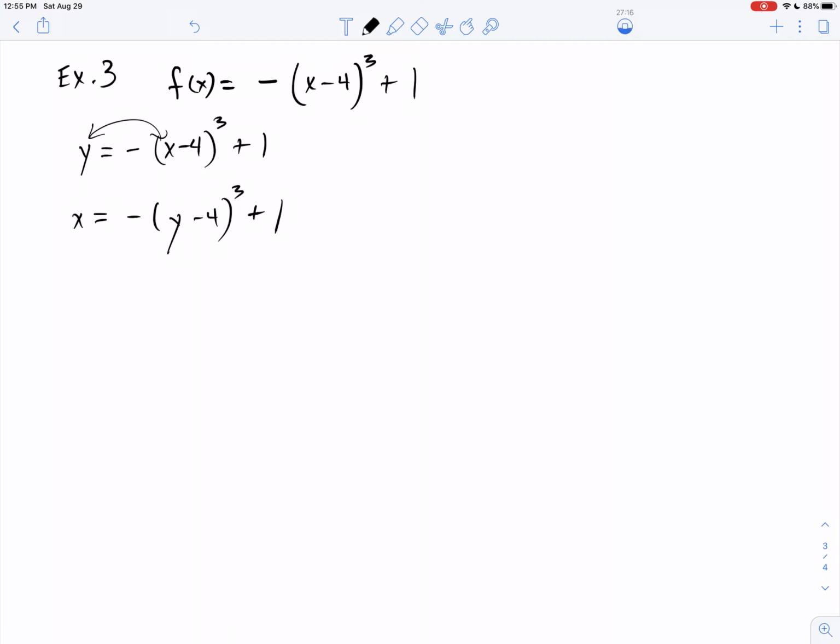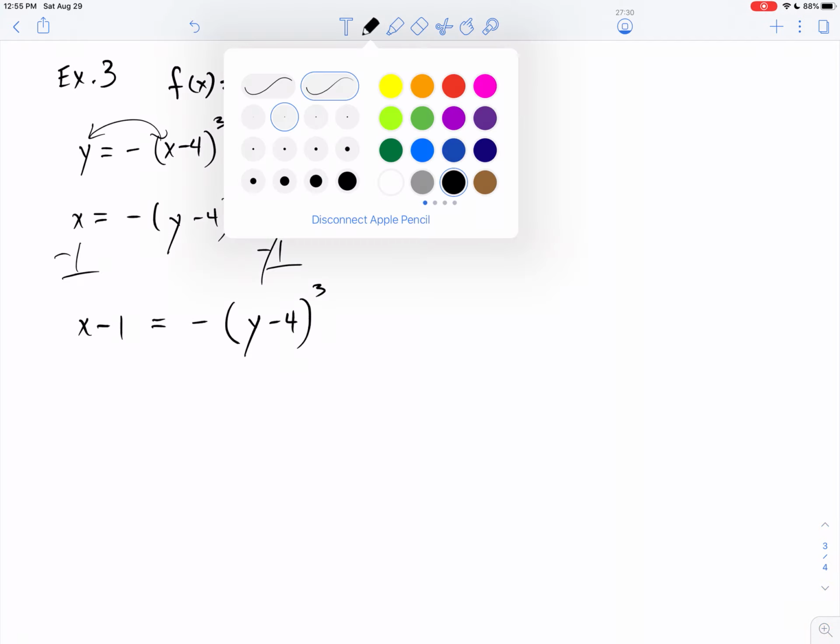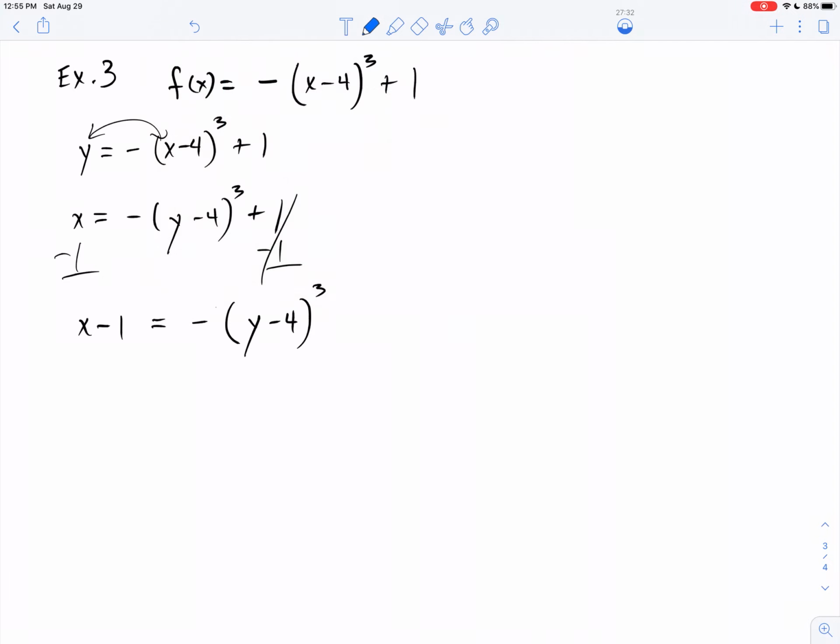I am now going to move the 1 to the other side. I get x minus 1 equals negative y minus 4 cubed. Remember, my job is to get y by itself, so currently I have this in the way. There's a negative out here. I don't want that negative there. So I divide both sides by negative 1.